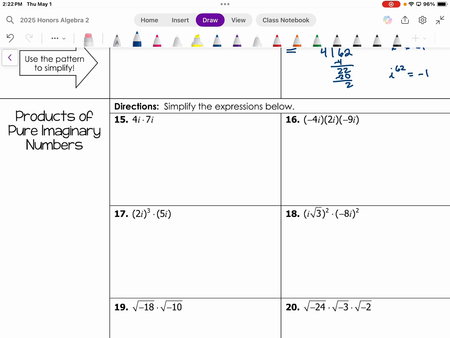So as I look at number 15, what I would do is group the real numbers together and then the i's together. 4 times 7 is 28. Then I have I times I, which is I squared. We now know that I squared, we can substitute in negative 1 for it. And so my final simplified answer is negative 28. So 4i times 7i simplifies into negative 28 when it's all said and done.